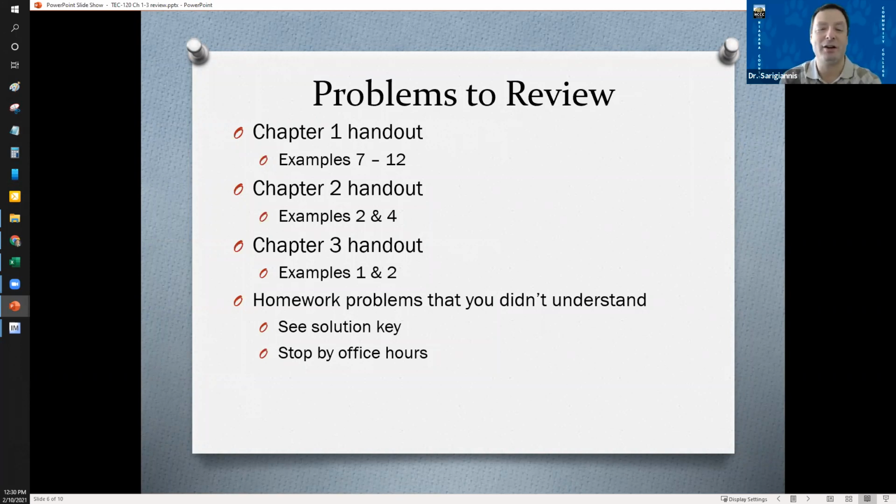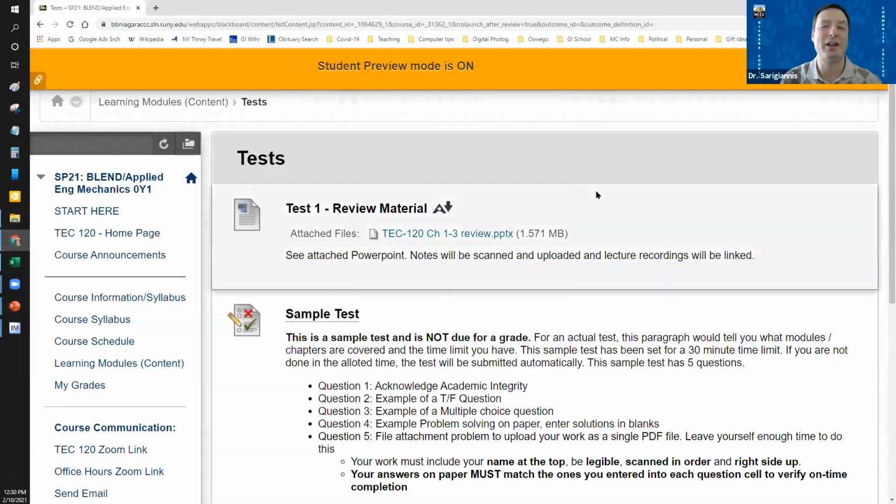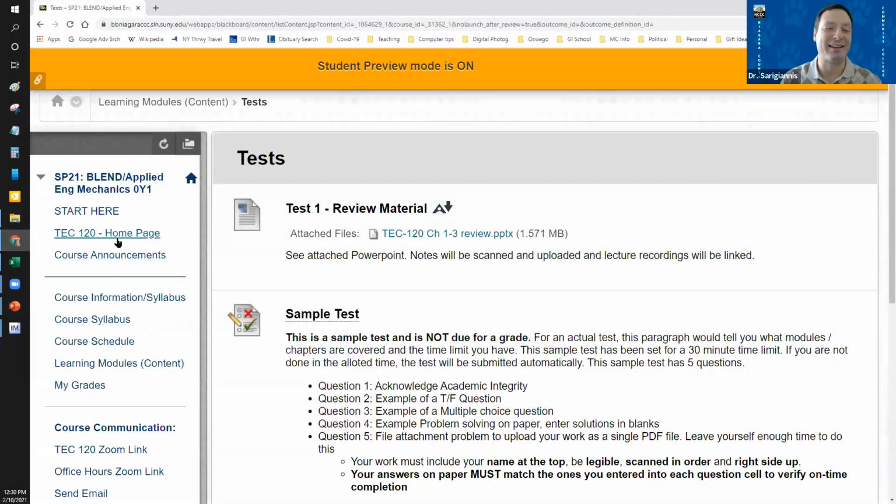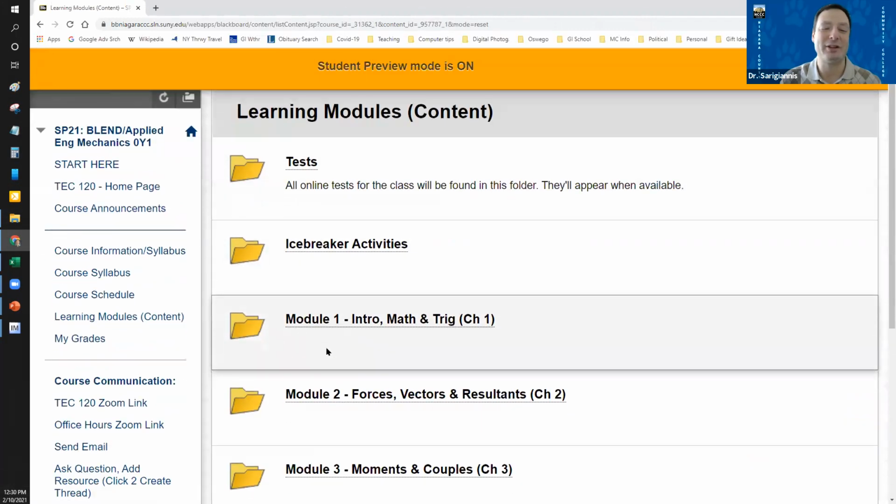Homework problems. If you did not understand a homework problem, see the solution key. Where's the solution key? It's in the homework now. So after I grade the homework, I put up the solution key. Let's go see what that looks like.